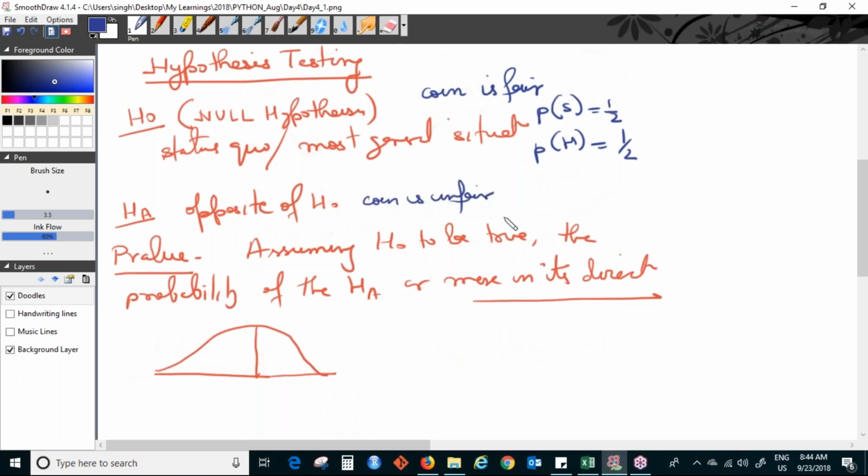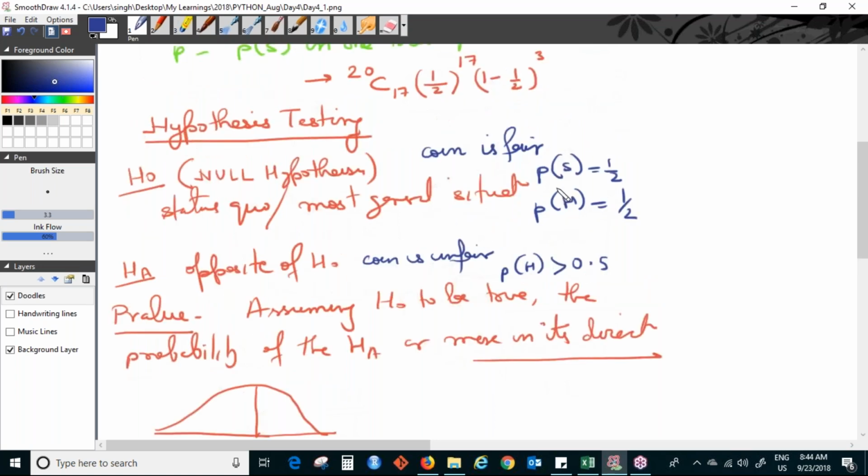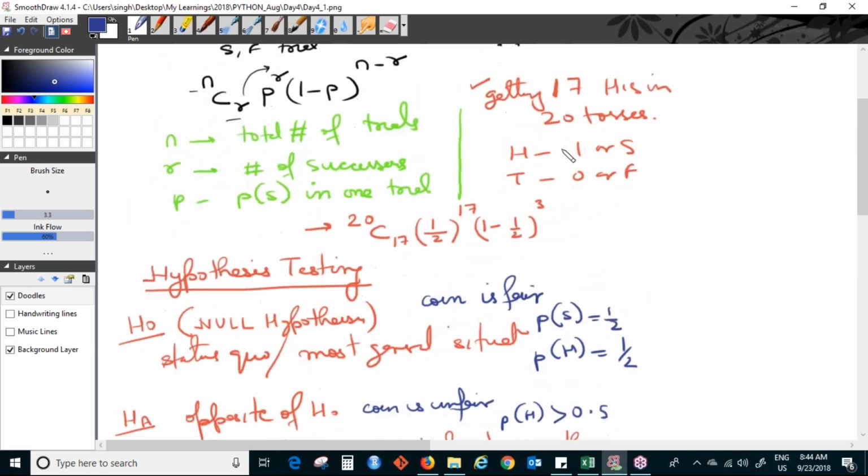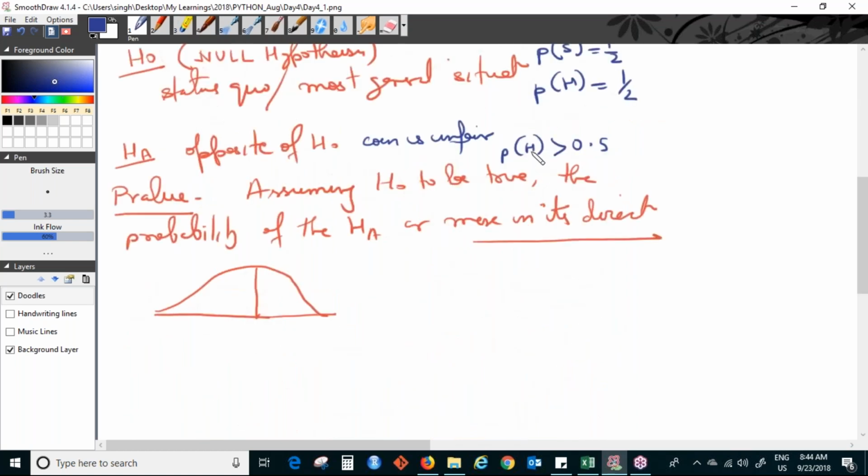The opposite will of course be that the coin is unfair, or the probability of heads is greater than 0.5. Why did I write greater than 0.5? Because looking at the question, it is safe to assume that since you are getting more heads than tails, the coin is biased towards heads. If I was not sure of that, I would have written probability of head is not equal to 0.5. But since I'm observing 17 heads out of 20 trials, I have written this.